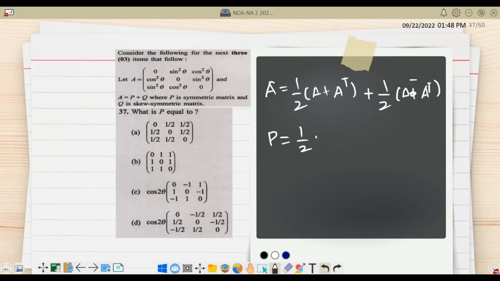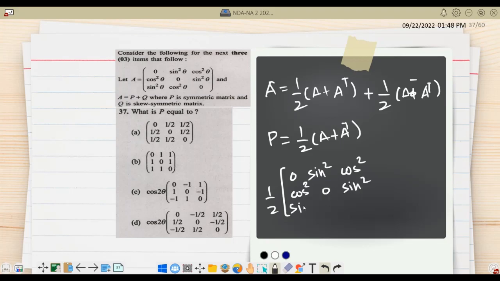So by definition, P becomes half of A plus A transpose, right? So which means that half of matrix 0, sine square, cos square; 0, sine square; cos square, 0. Actually, there is theta. Consider there is theta in every entry. For convenience, I'm not writing the theta right now.